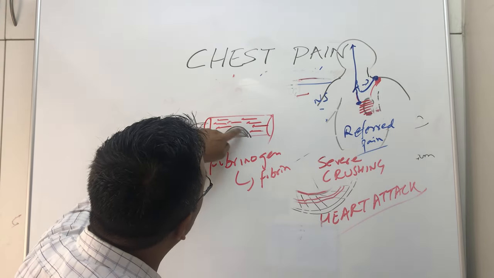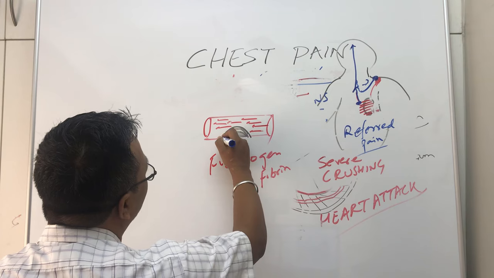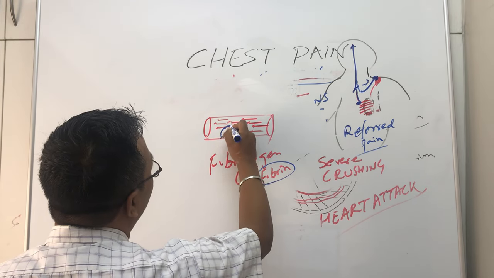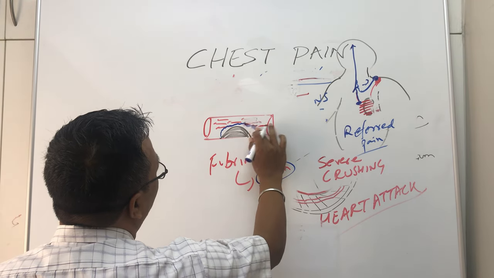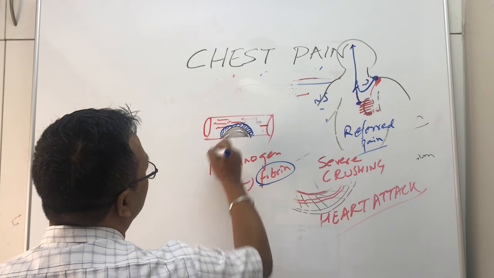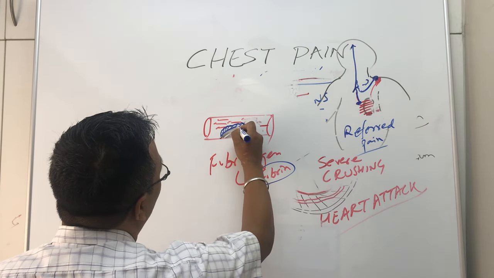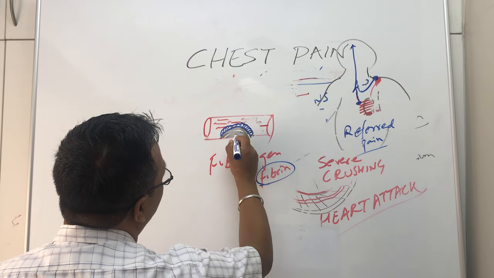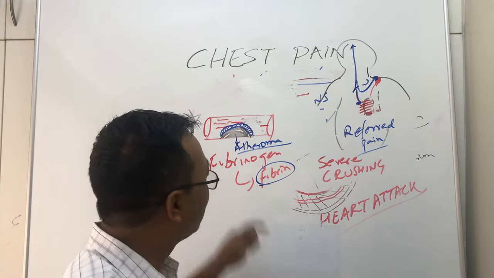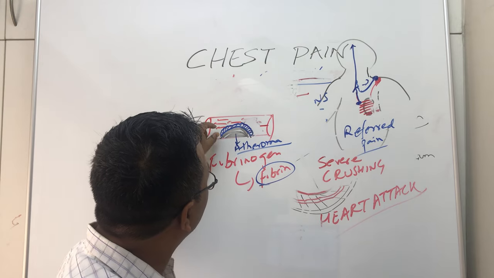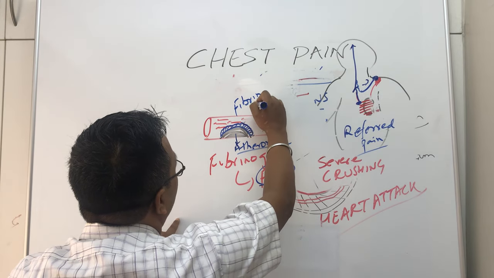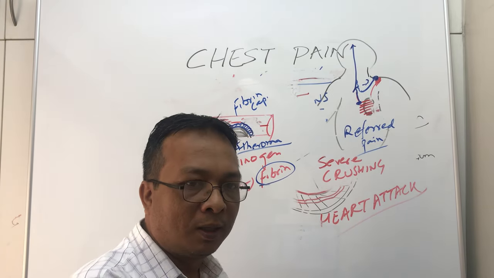Whenever this blood is flowing, some of the fibrinogen is converted to fibrin, and they will form a fibrin cap. That's the main problem. They will form a fibrin cap over the top of this atheroma, which is a collection of lipid and dead cells and everything. So over the top of this blockage, there is a cap. It's like a cap, called a fibrin cap.